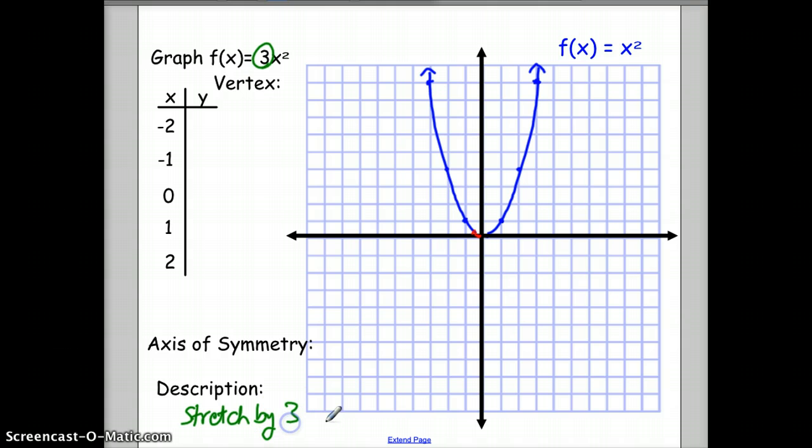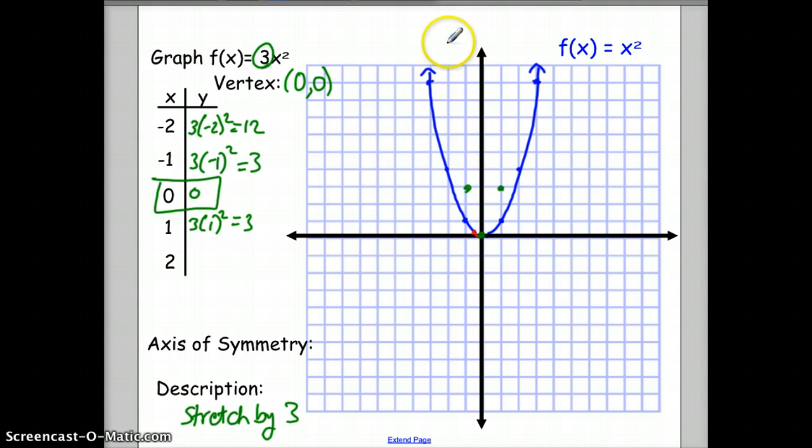So stretching by a factor of 3 is the description of what we did to it. The vertex is still at 0, 0. We're not adding or subtracting anything, so we're not moving it right or left or up or down. So we know our table is going to start at 0, 0, and then we're going to put in numbers like -1. -1 squared is 1, times 3 is 3. That's going to be a 3 also. So we've got negative 1, 3, 0, 0, positive 1, 3, and if you put in the 2, that's going to be 12, so that's going to be way up here.